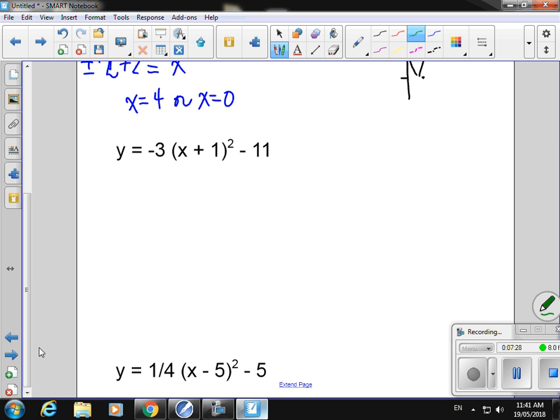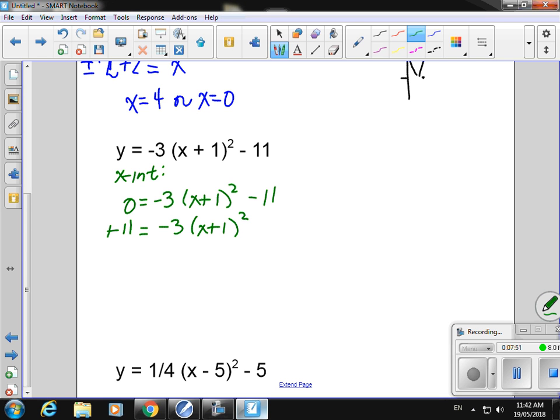So for x-intercepts, I know the y value is 0. So I'm setting this thing equal to 0 and solving for x. And it's like I'm getting rid of the outside things first. So the first thing I'm going to do is subtract 11. Oh, add 11. I'm going to add 11 to both sides. The next thing I'm going to do is to get rid of the multiplication. So I'm going to divide both sides by negative 3.